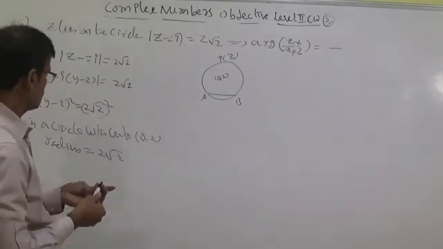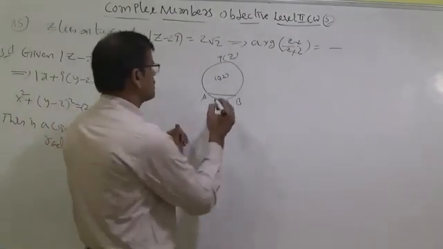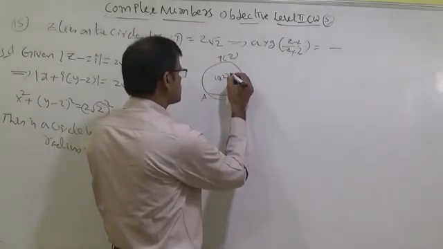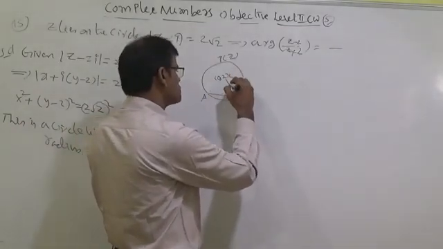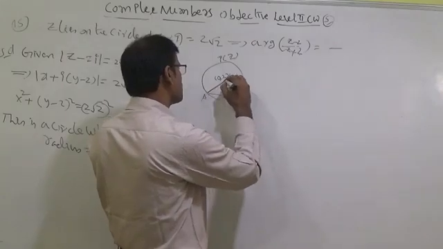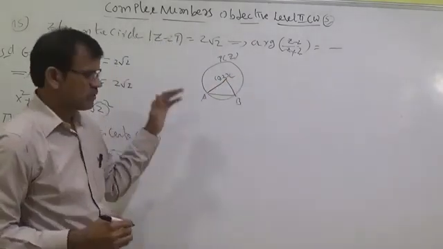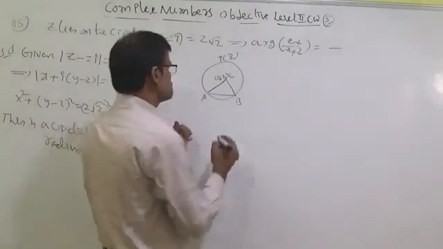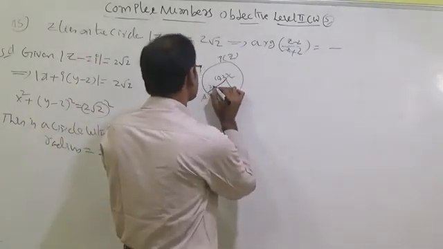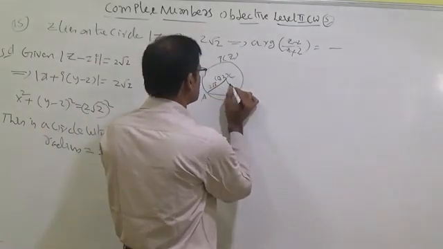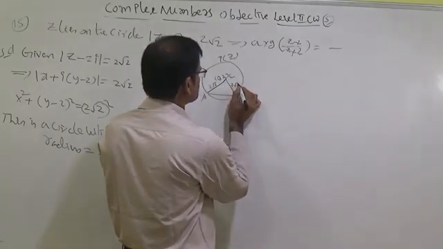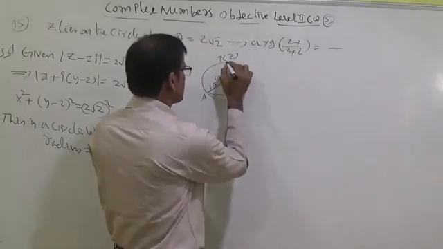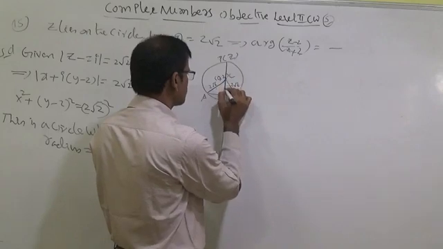Now let us try to understand. This is center C. From C to any point on the circle is called the radius, from the center to any point on the circle. So this is 2 root 2, this is 2 root 2, this is also 2 root 2. Now try to understand like this. You draw like this.